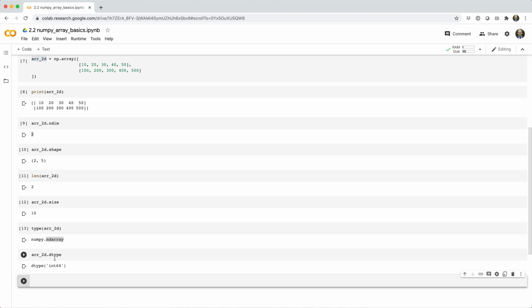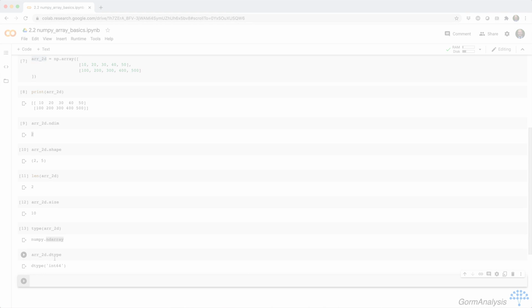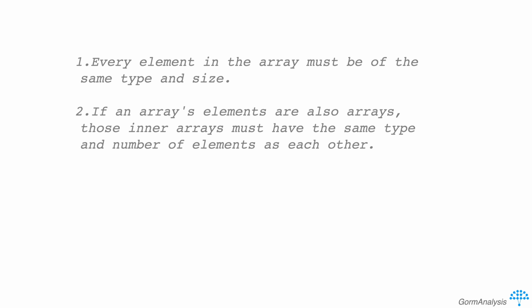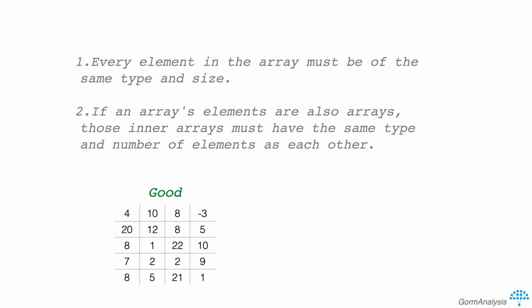Now, there are 2 basic rules for every NumPy array. Every element in the array must be of the same type and size. And if an array's elements are also arrays, those inner arrays must have the same type and number of elements as each other. In other words, multi-dimensional arrays must be rectangular and not jagged.